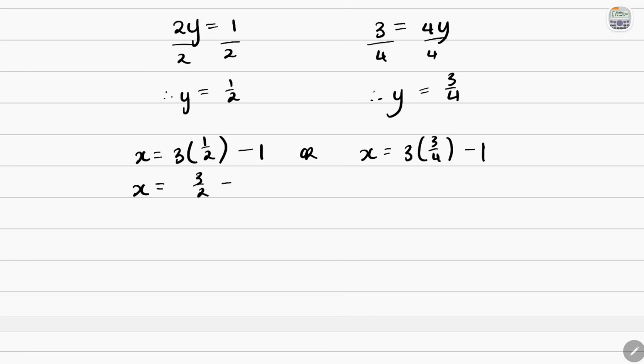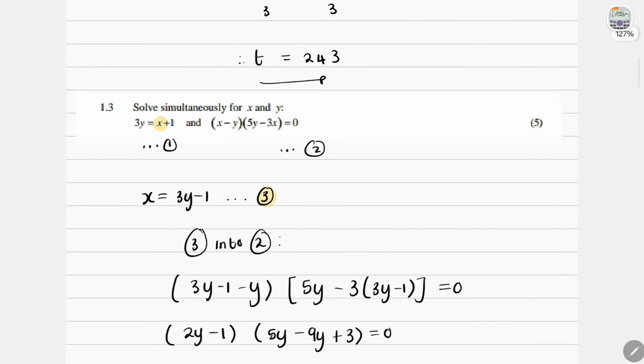But the denominators need to be the same for you to add or subtract. So I can change that to 2 over 2. So 3 minus 2 is 1, so that's 1 over 2. And then here, x is equal to, here they multiply to become 9 over 4. Change that so its denominator is 1, so 4 over 4. And so that's 5 over 4. Okay, so these are our answers. X is either equal to 1 over 2, while y equals 1 over 2. Or x is equal to 5 over 4, while y equals 3 over 4. And that is it for this question.